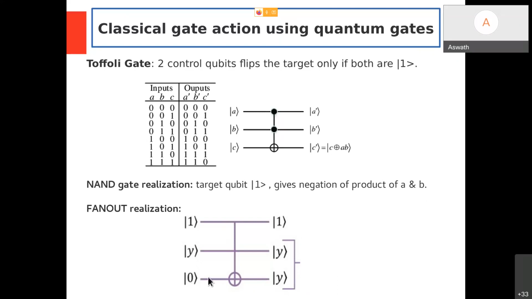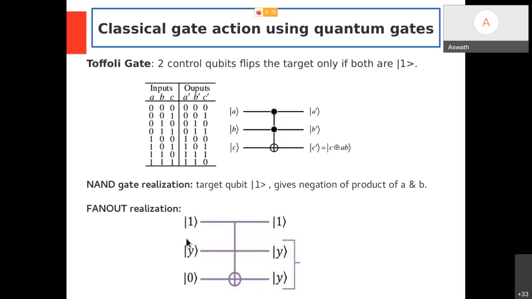Please remember, this is not cloning, this is just copying. If this Y is a quantum state, that cannot be copied. If Y is a classical state, then only it can be copied. Classical state means it is either strictly 0 or 1, right? If it is 0, it doesn't matter, we already have 0, there is no need of copying. If Y is 1, obviously you will get 1 here. Okay, this is how the copy is possible with the quantum gates when the input states are strictly classical states.